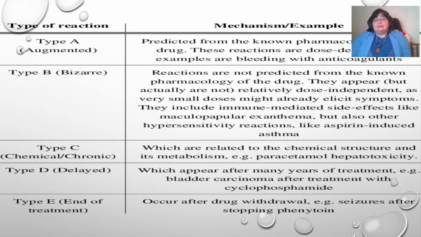Type D, delayed type of reaction. This type appears after many years. It's prolonged treatment. For example, bladder carcinoma after treatment with cyclophosphamide. Type E, end of treatment, occurs after drug withdrawal, for example seizures after stopping phenytoin.